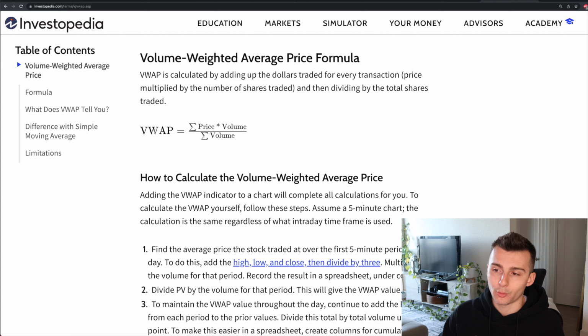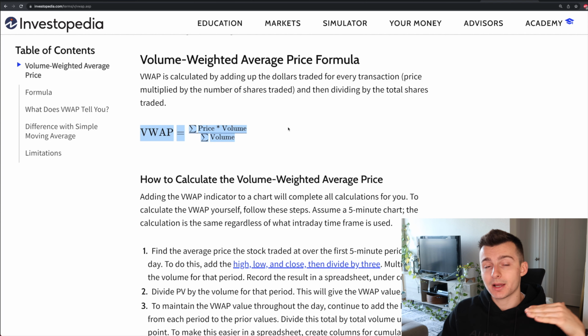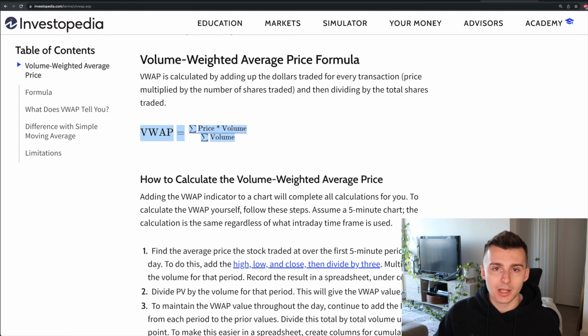So again, real quick, here's the formula. VWAP equals the sum of the price times the volume divided by the sum of the volume, okay? I know most of us will never use this formula because guess what? This day and age, you go into your brokerage platform and you add the VWAP indicator to your chart and that's it. They do it all for you. So we'll talk about how to do that here in just 1 second.